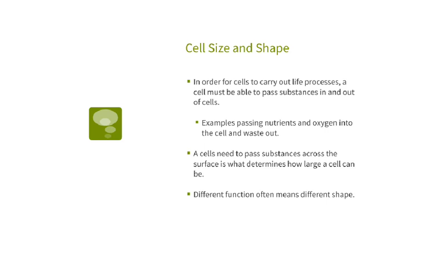So in order for cells to carry out life processes, a cell must be able to pass substances in and out of cells. So these substances include nutrients, like the macromolecules we just talked about, oxygen into and out of the cell, and any other important elements or compounds or anything like that that our body needs to function. Another important thing is that the cell also needs to push out waste. So it wants to pass nutrients in, but it also wants to get rid of waste. So everything has a waste component.